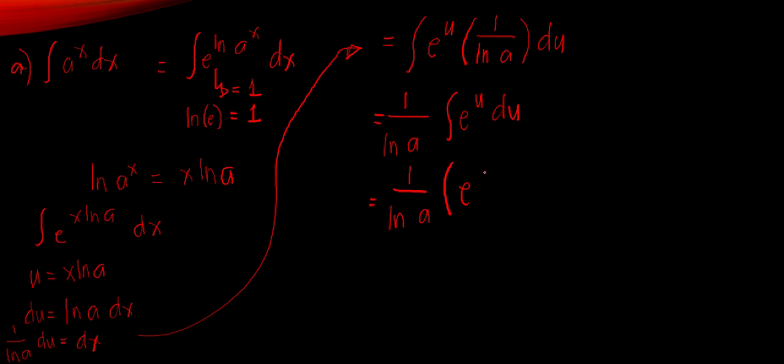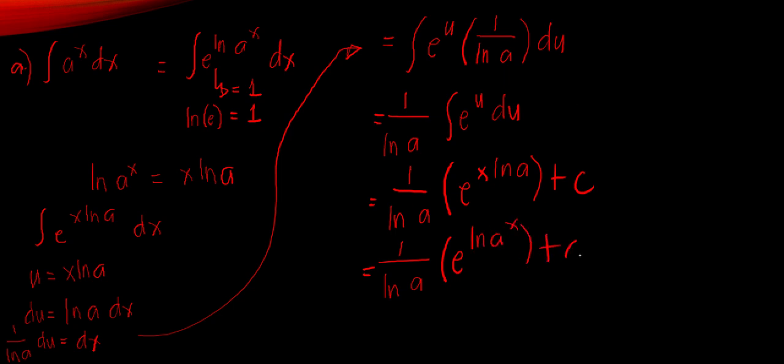So e raised to x ln a plus c. Don't forget the constant of integration. Now, pwede nating i-write to ulit. Yung x, itaas natin ulit dito. Let's make it as exponent again. So this will be equal to 1 over ln a times e raised to ln a of x plus c.